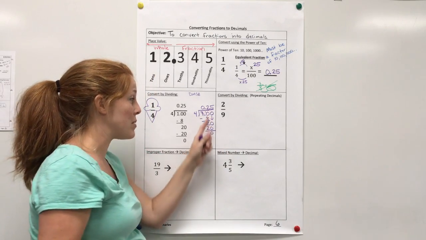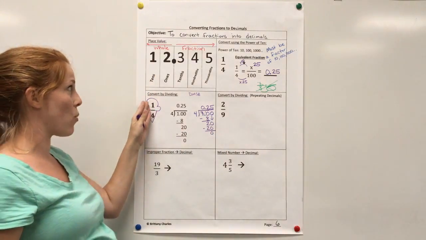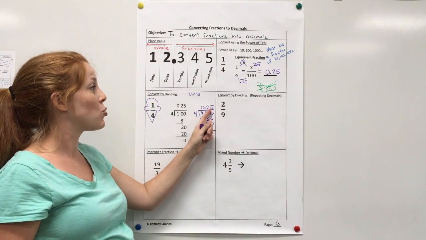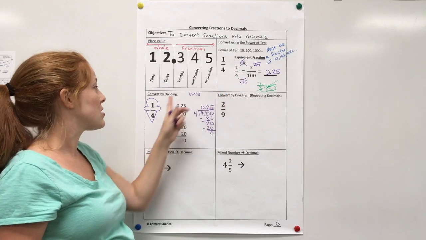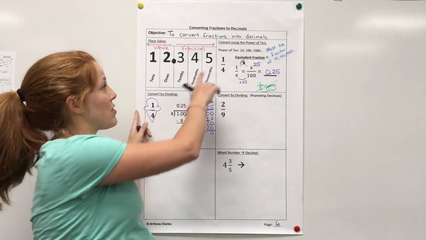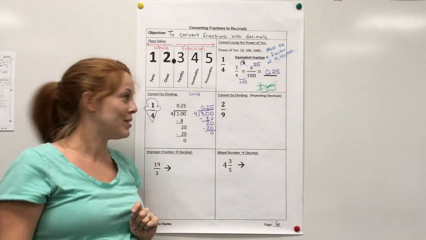And now I'm done because I have 0 as my remainder. So here's another way to show that 1/4 would give me 25 hundredths, or 0.25. Again, same fraction, 2 different methods to get to my answer. Pick which one works for you.